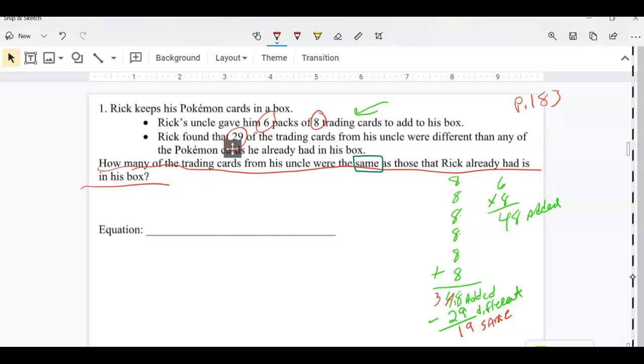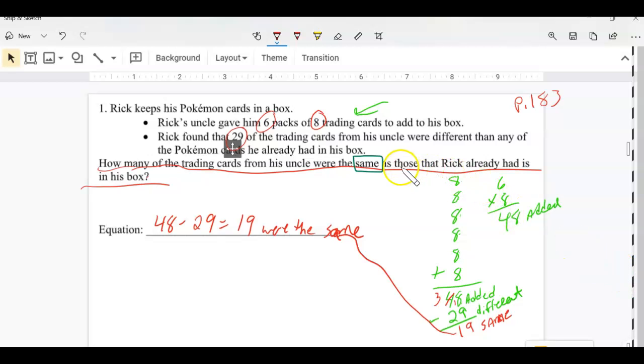Okay? So 19 were the same. We know that. So now we actually have our answer. We have our answer up here, but it wants the equation. So we're going to say 48 minus 29 equals 19 were the same. So we'll leave that like that, okay? All right, so that's problem number 1 on page 183.